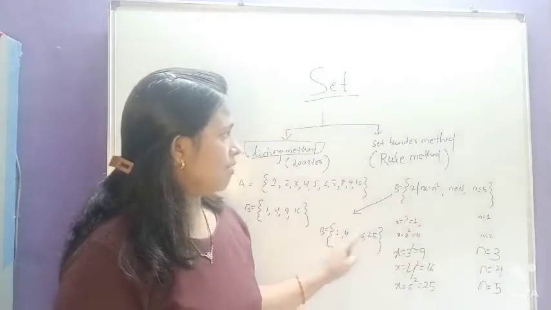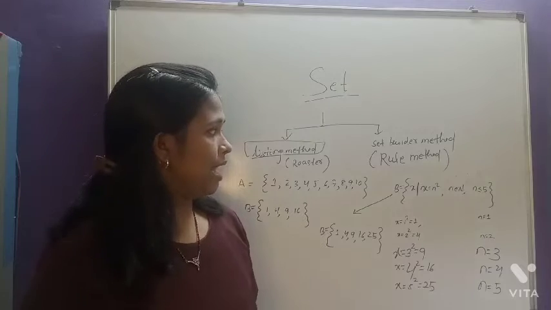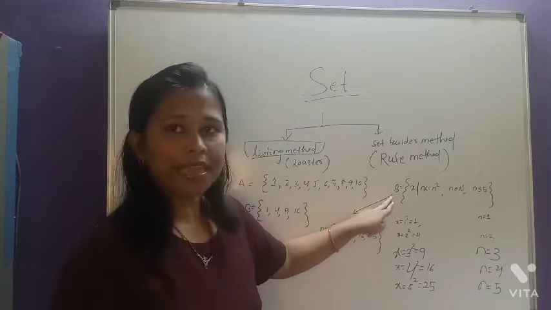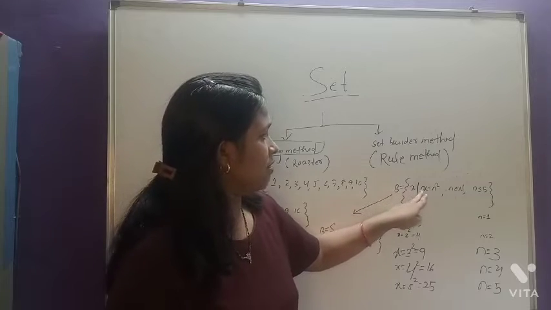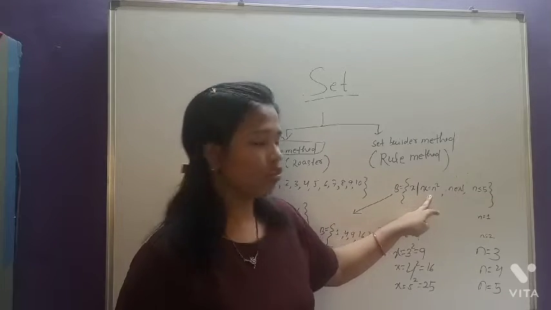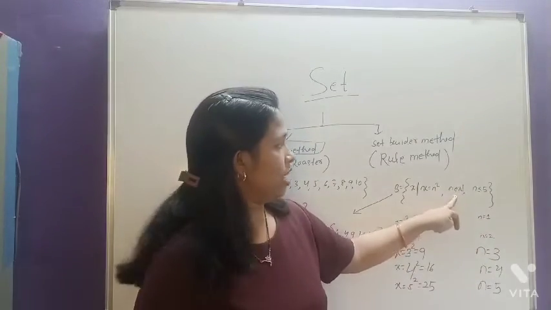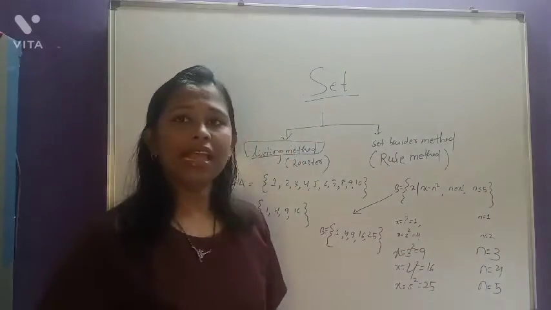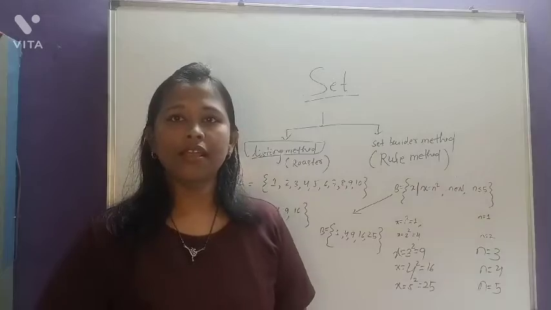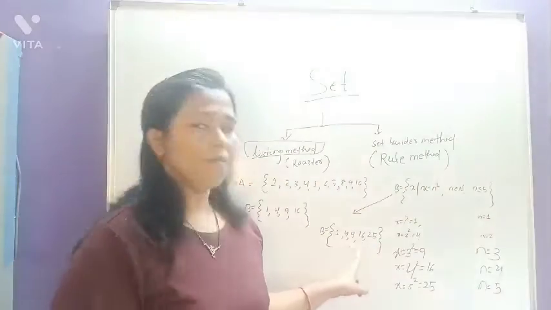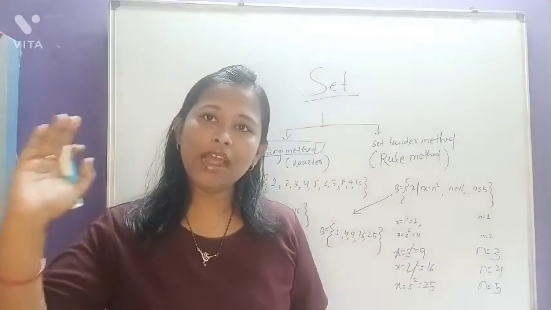It's not necessary to write down all the elements and give commas. If I am telling that this same set B is written as x such that x is equal to n square, n belongs to the set of natural numbers, and I am writing n less than or equal to 100, then you have to write down the square numbers from 1 till 100.